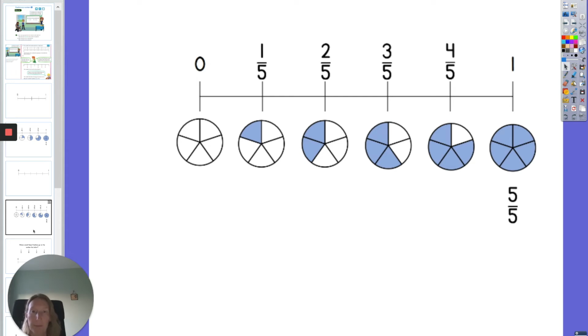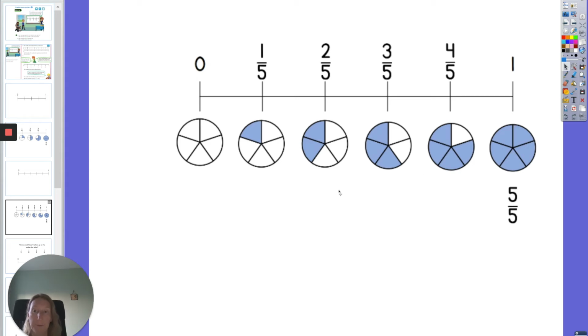Okay, so your 0 has none shaded in. Your 1/5 has just got 1 section shaded in. Your 2/5 have got 2 sections shaded in. Your 3/5 have got 3 sections shaded in. Your 4/5 have got 4 sections shaded in. And then your whole has got 5 sections shaded in.